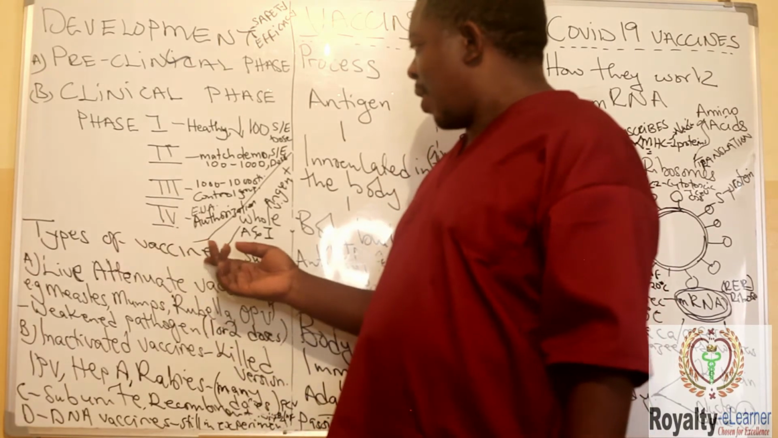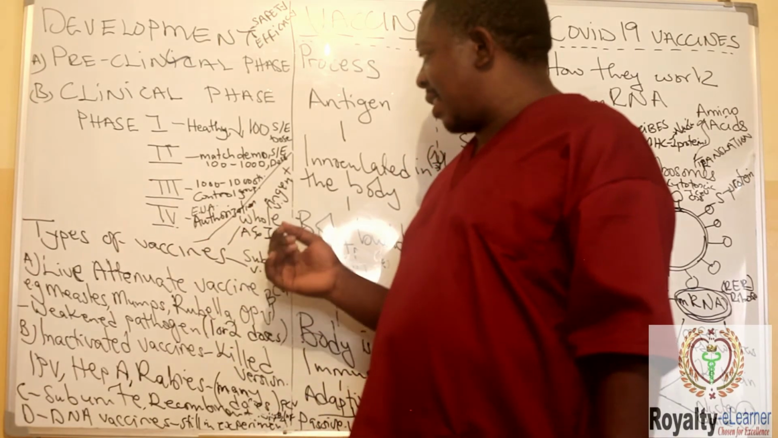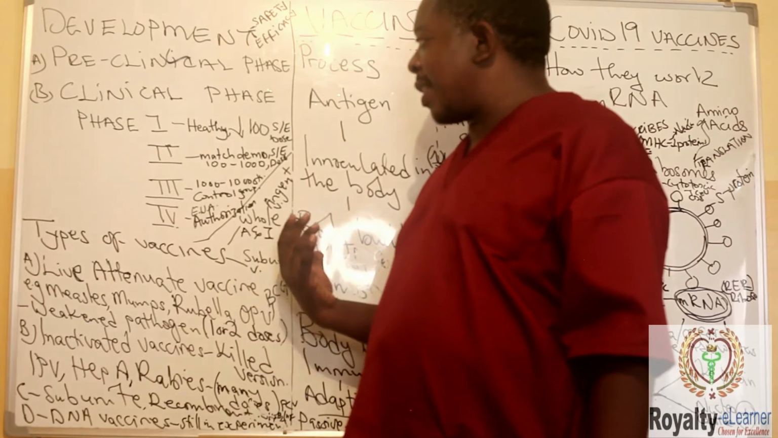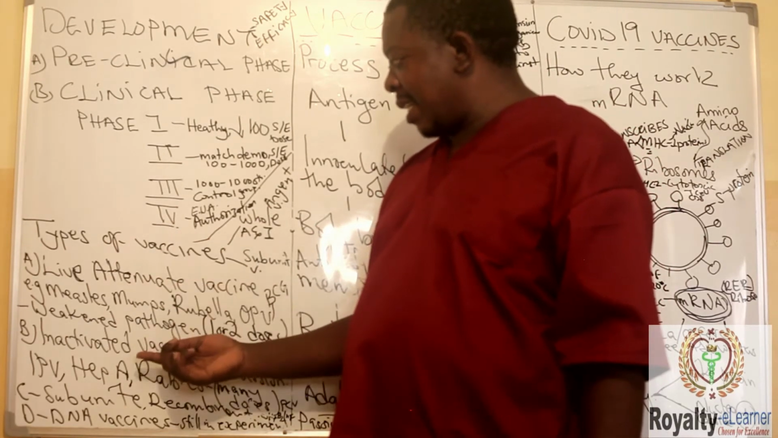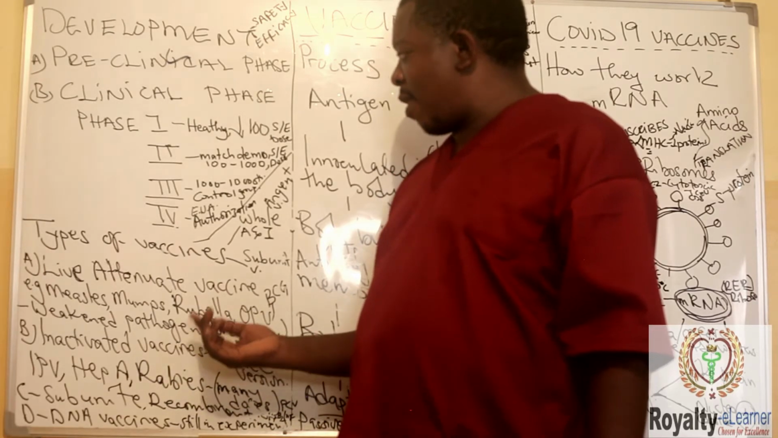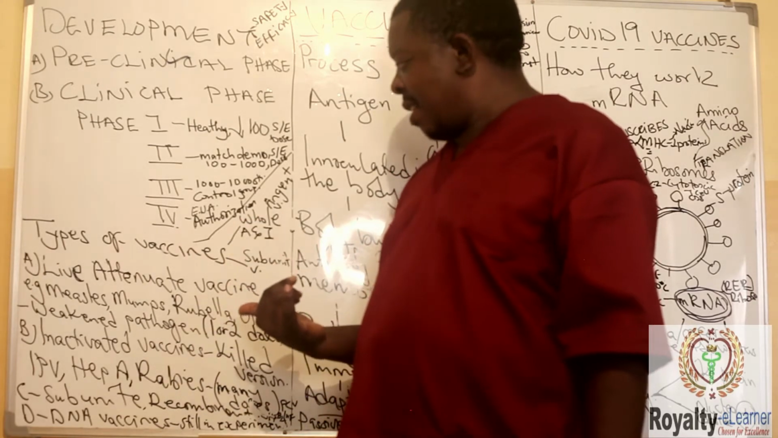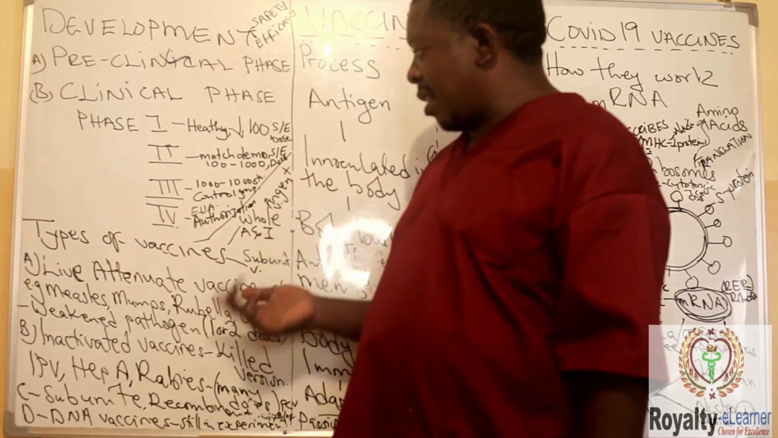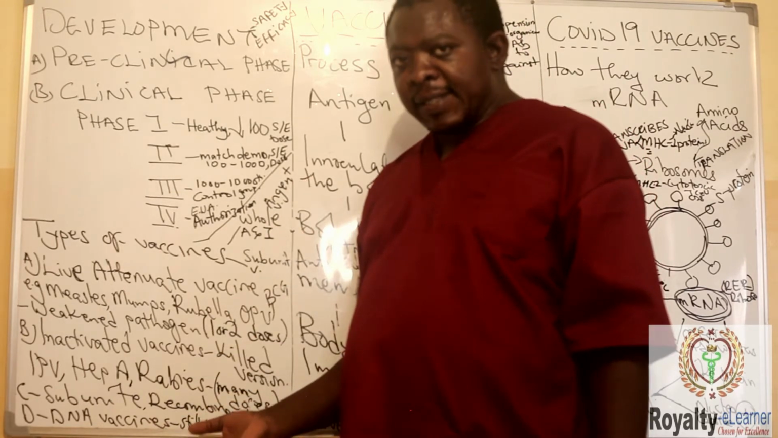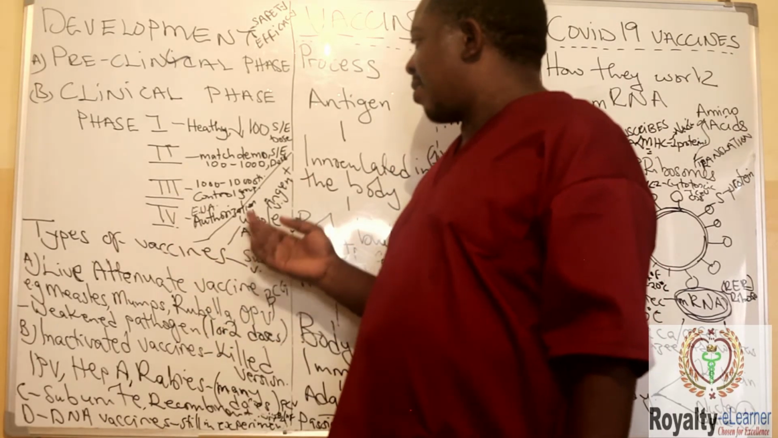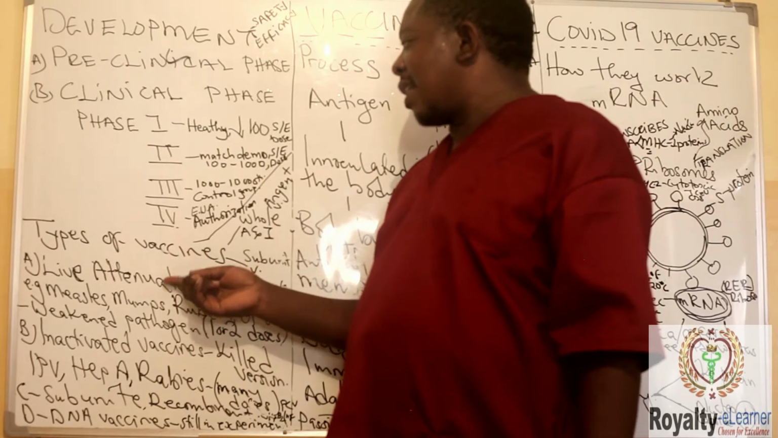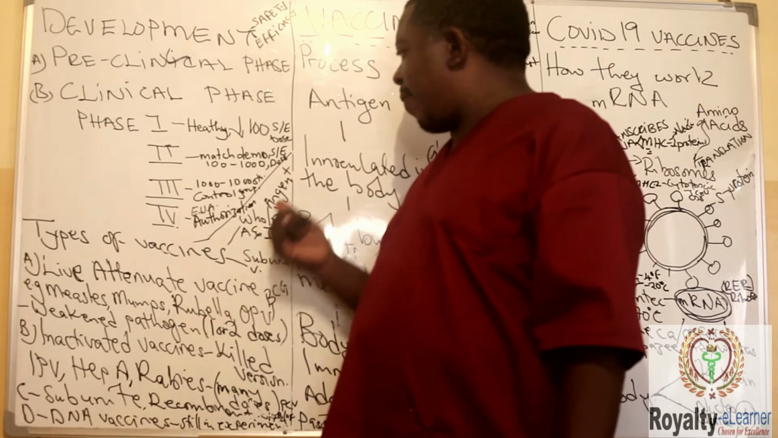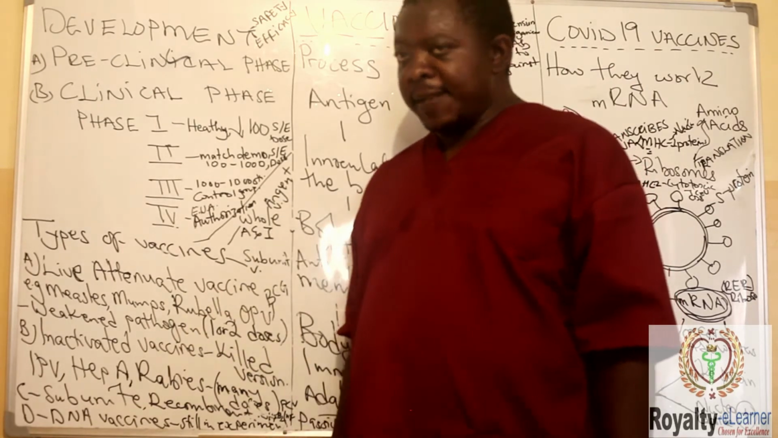So live attenuated, we are looking at the whole vaccine, because when we're talking about vaccine types, we have the whole agent, and we have the subunit. When you're talking about whole agent, live attenuated and inactivated vaccines fall under the whole agent vaccine. And then after that, we have subunit vaccines. So the two main types of vaccines are the whole agent vaccine, where attenuated and inactivated fall, and then the subunit vaccine.